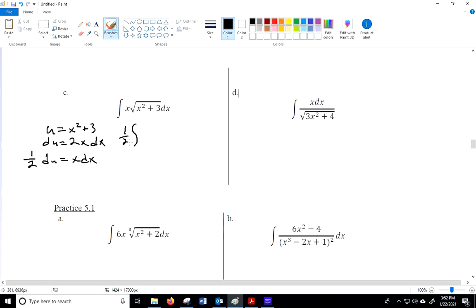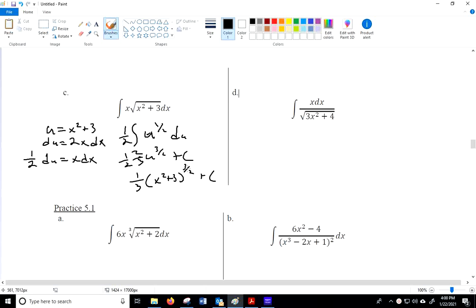All right, I'll pull the 1/2 out in front, and I'll make this the square root of u, or u to the 1/2, du. Then we'll integrate. And plus c. Okay, so we'll now replace our u. Notice the 1/2 and the 2/3 will reduce to 1/3. And then this is x squared plus 3 to the 3/2 plus c.